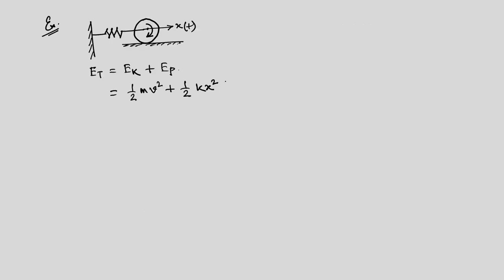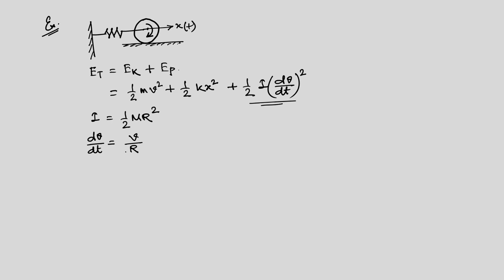That is what we had earlier, but in this case again we have one extra condition that this wheel also moves along its center. So, we have half I, where I is the moment of inertia, and then d theta dt is the angular velocity, square of that is basically the rotational kinetic energy. Now, obviously, I in this case is half m r square, r is the radius of the wheel, and then d theta dt is equal to v by r.